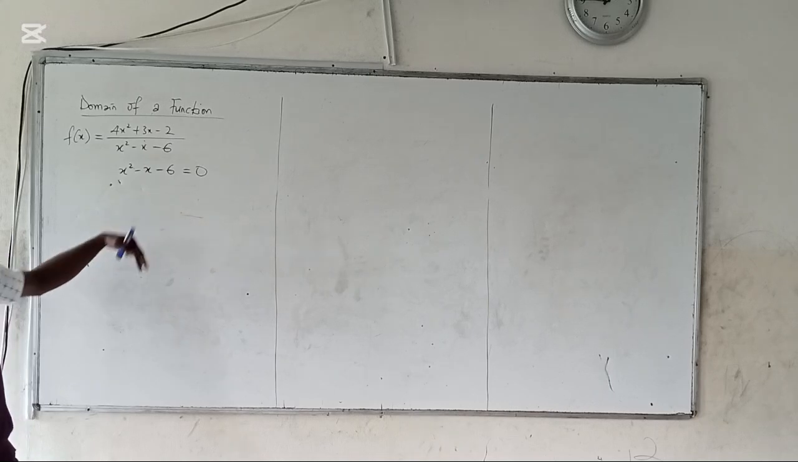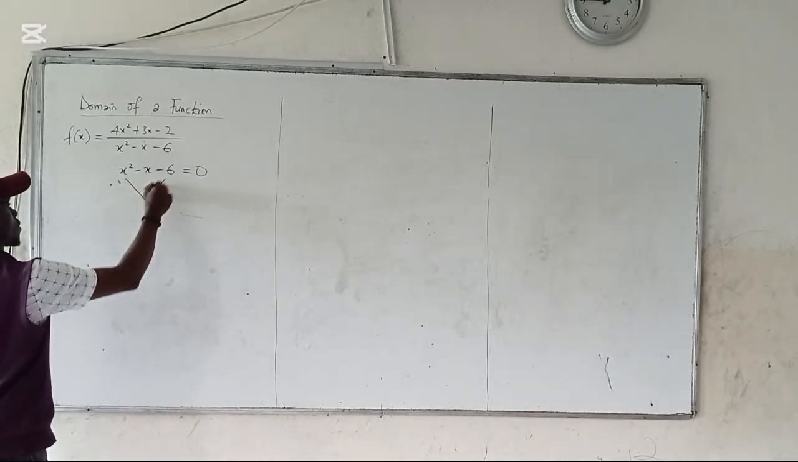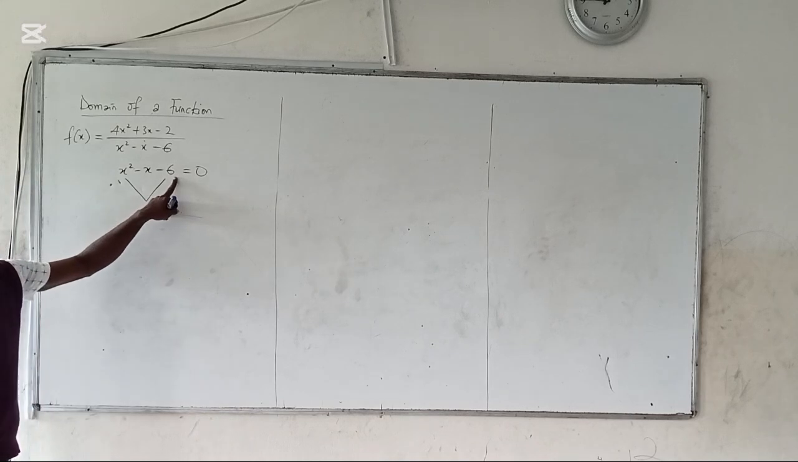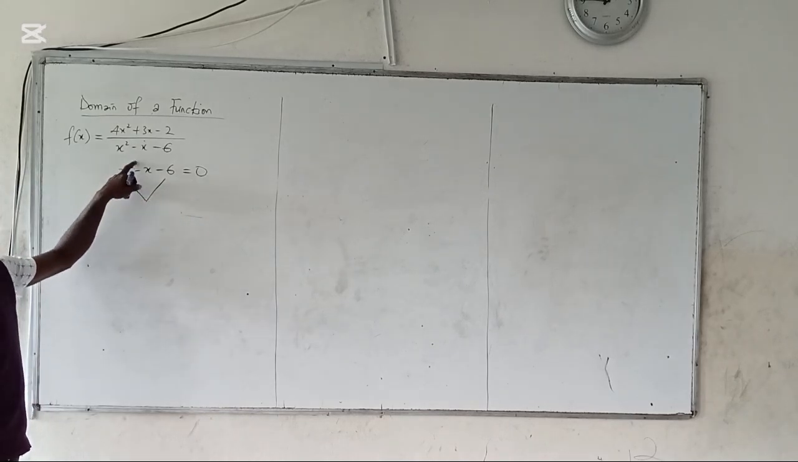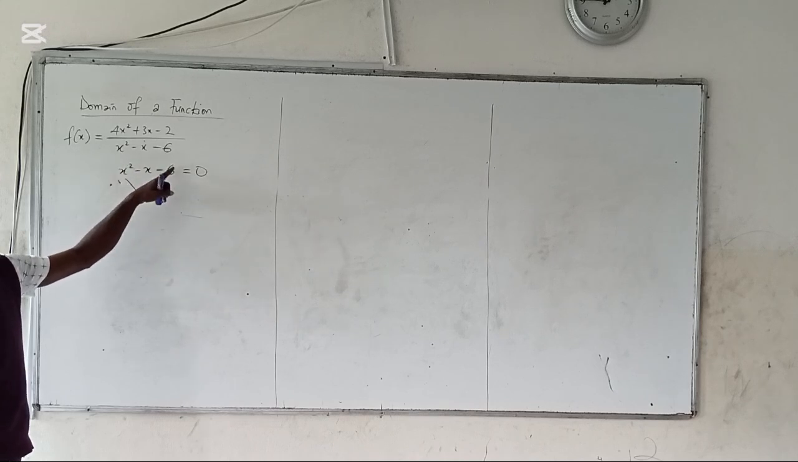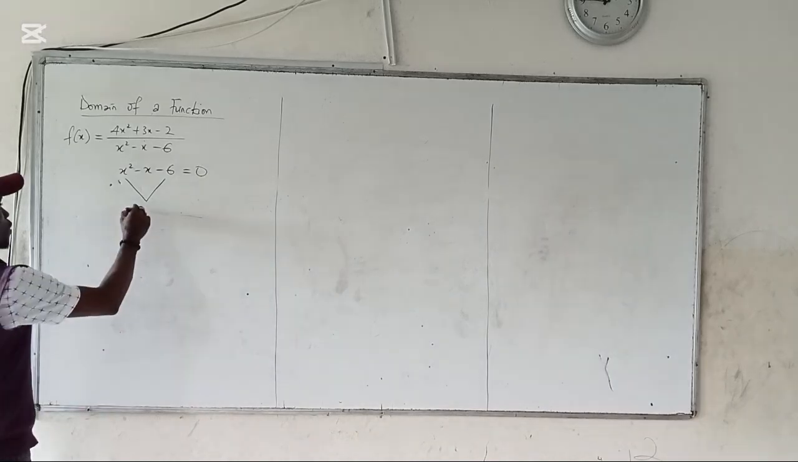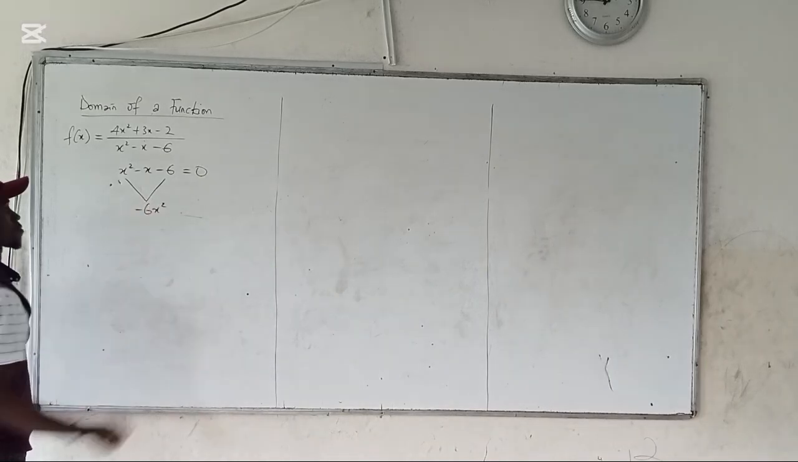factorization method. How do we factorize this? If you still recall, you have to multiply the first term and the last term of your quadratic expression. Now the first term is x squared, which is your quadratic term. Then minus 6 here is our constant term. If we multiply the two of them, what do we get? We get minus 6x squared.